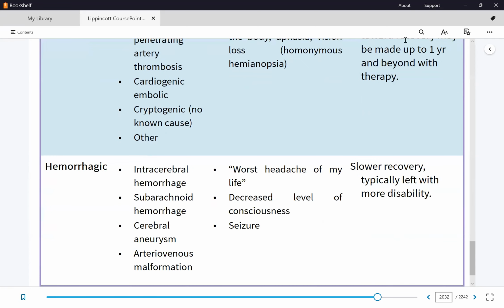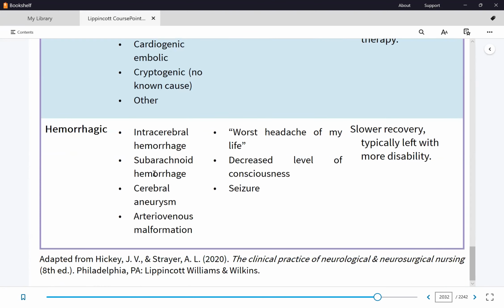Same thing for hemorrhagic. In hemorrhagic, there is no clot involved here. The risk factors for hemorrhagic are vessel problems. So the three most common causes of hemorrhagic stroke are severe hypertension, meaning uncontrolled or untreated hypertension. So that means one of the risk factors for hemorrhagic stroke is also the use of stimulants.